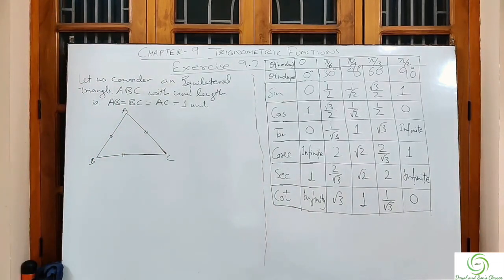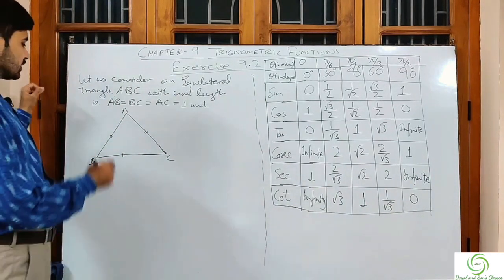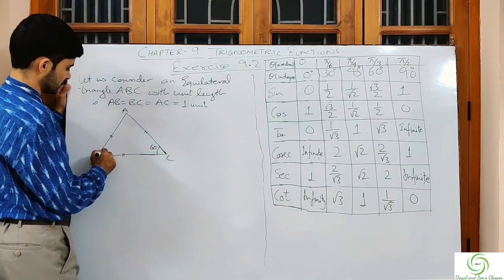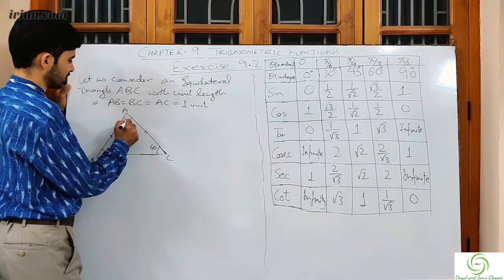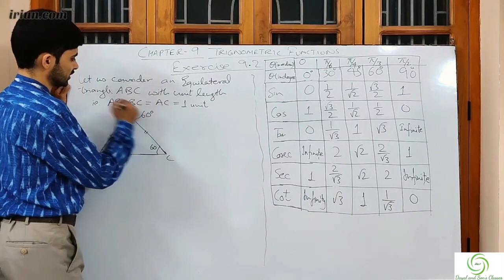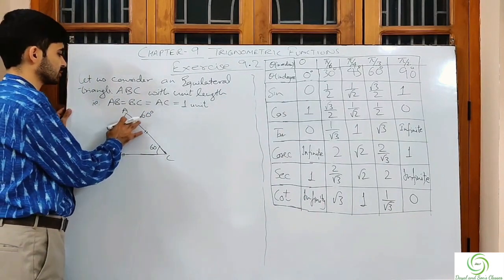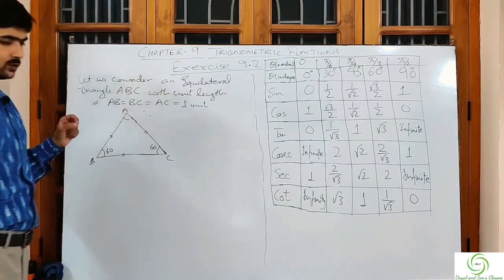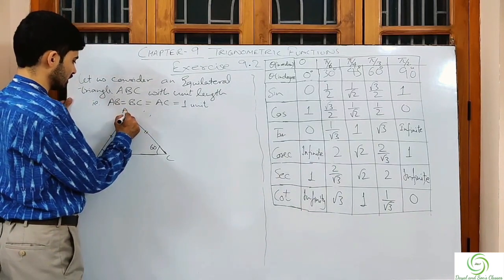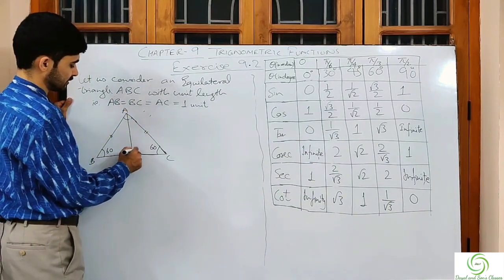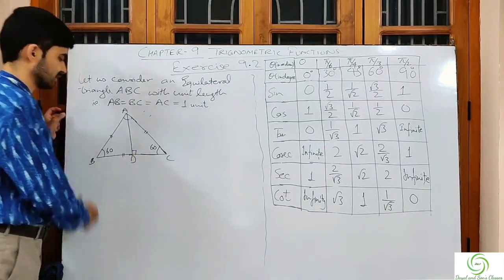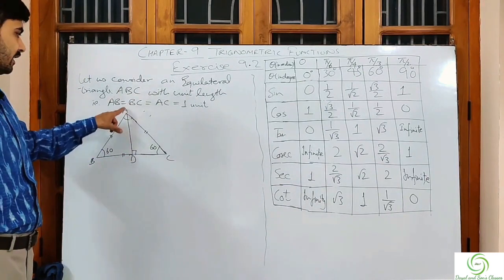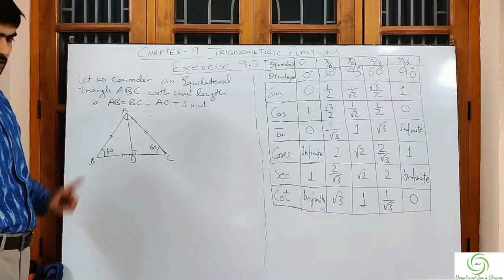Okay, we have considered an equilateral triangle, and in an equilateral triangle, what is the value of the angles? 60, 60, and this whole angle will also be 60 degrees. All the three angles will be equal to 60 degrees, right? Now, if I draw a perpendicular from A on BC, let the point of intersection be D. What I have done is, I have considered the triangle and drawn a perpendicular from A on BC.